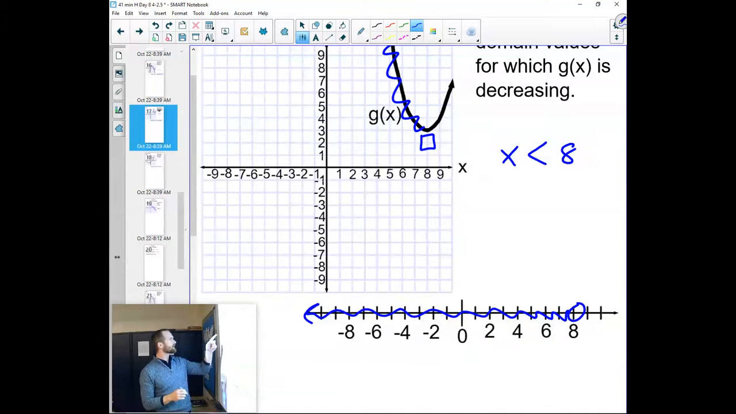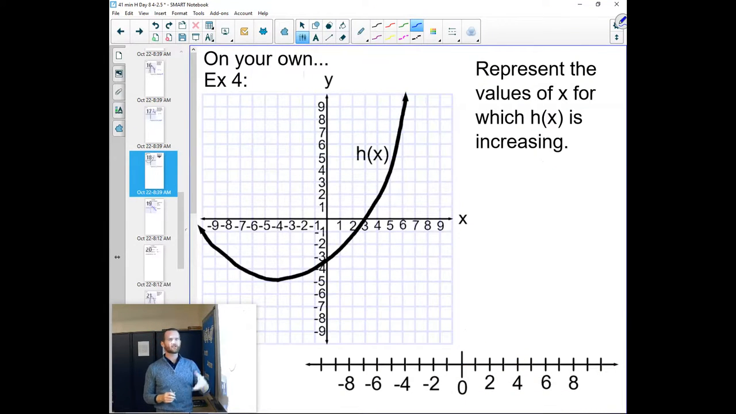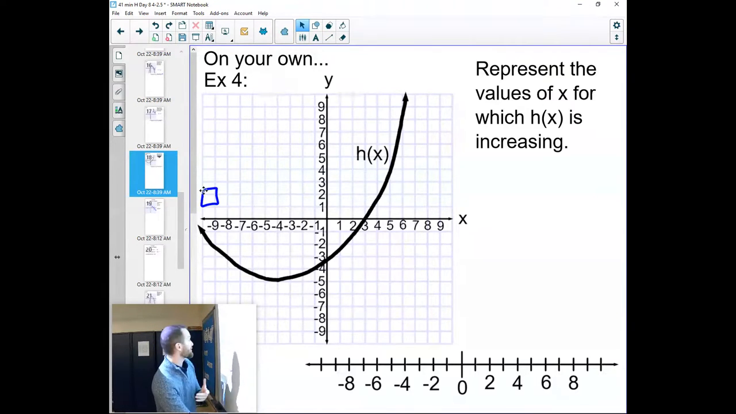Hopefully you're getting the hang of this. Try this one on your own. So here's example 4. I want you to represent the values of x for which h of x is increasing. 3, 2, 1. Let's go over it together. All right, so again, I imagine a roller coaster. I know it's stupid, but it helps me get the answer correct. I don't care if it's stupid if it keeps me from making a mistake.